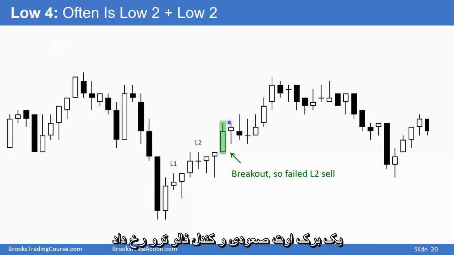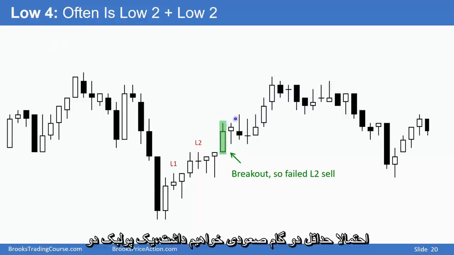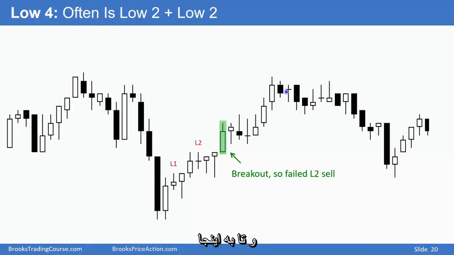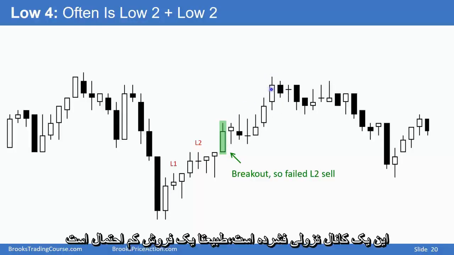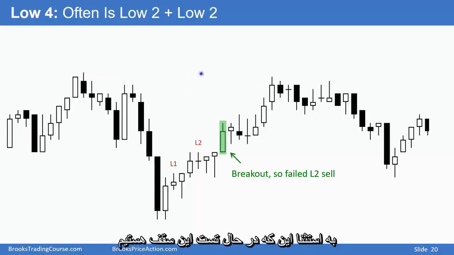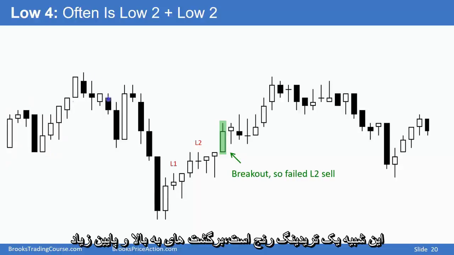Then we got a bull breakout and a follow through bar, probably at least 2 legs up, 1 pullback 2. And up here, it's a very tight bear channel, normally a very low probability sell, except that we're testing this high, and this looks like a trading range. Many reversals up and down.